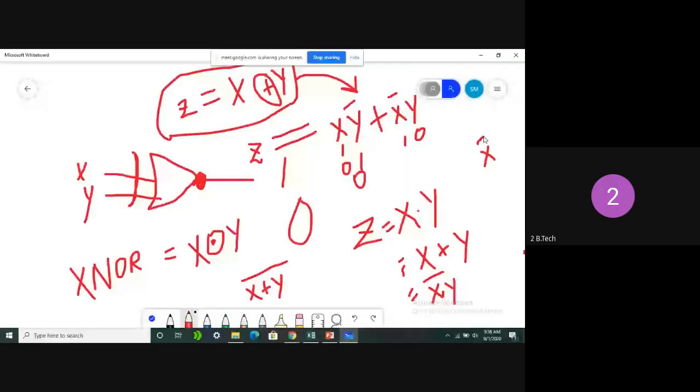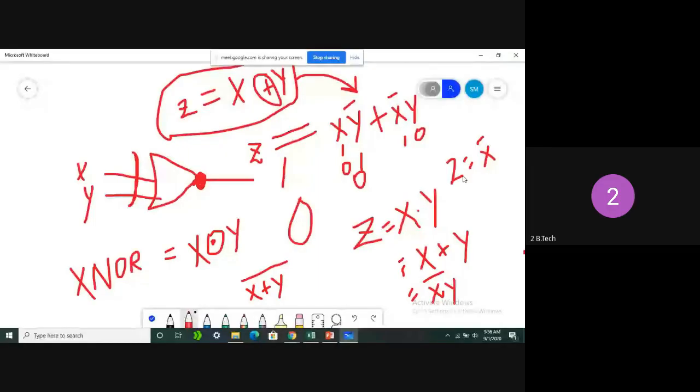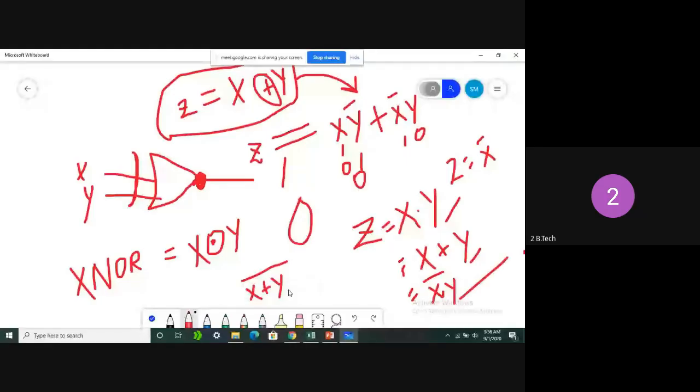That is nothing but X bar is equal to Z. So this is the input-output relation for the NOT gate. Clear, all of you? Z equals X bar is for the NOT gate, and the second formula is for the AND gate, this one is for the OR gate, this one is for the NAND gate, and this is for the NOR gate, this is for the XOR gate, and this is for the XNOR gate. Clear, all of you?